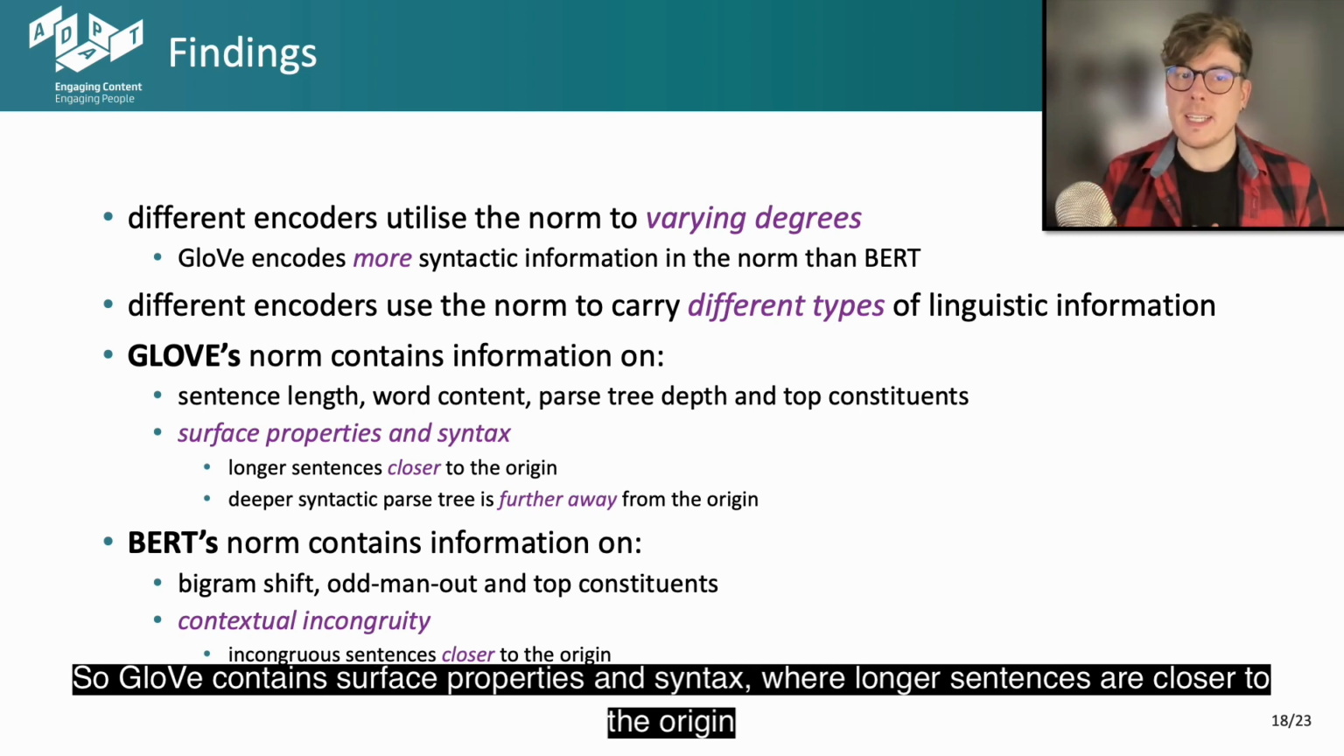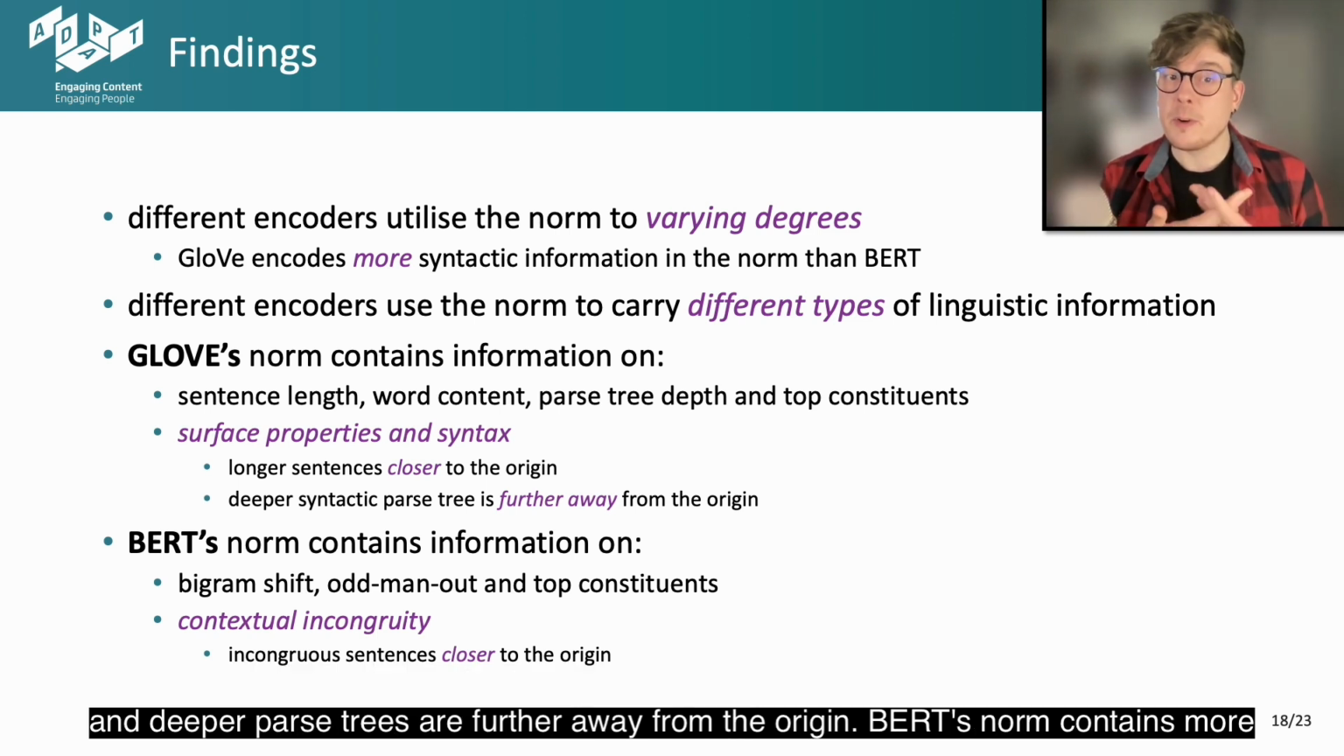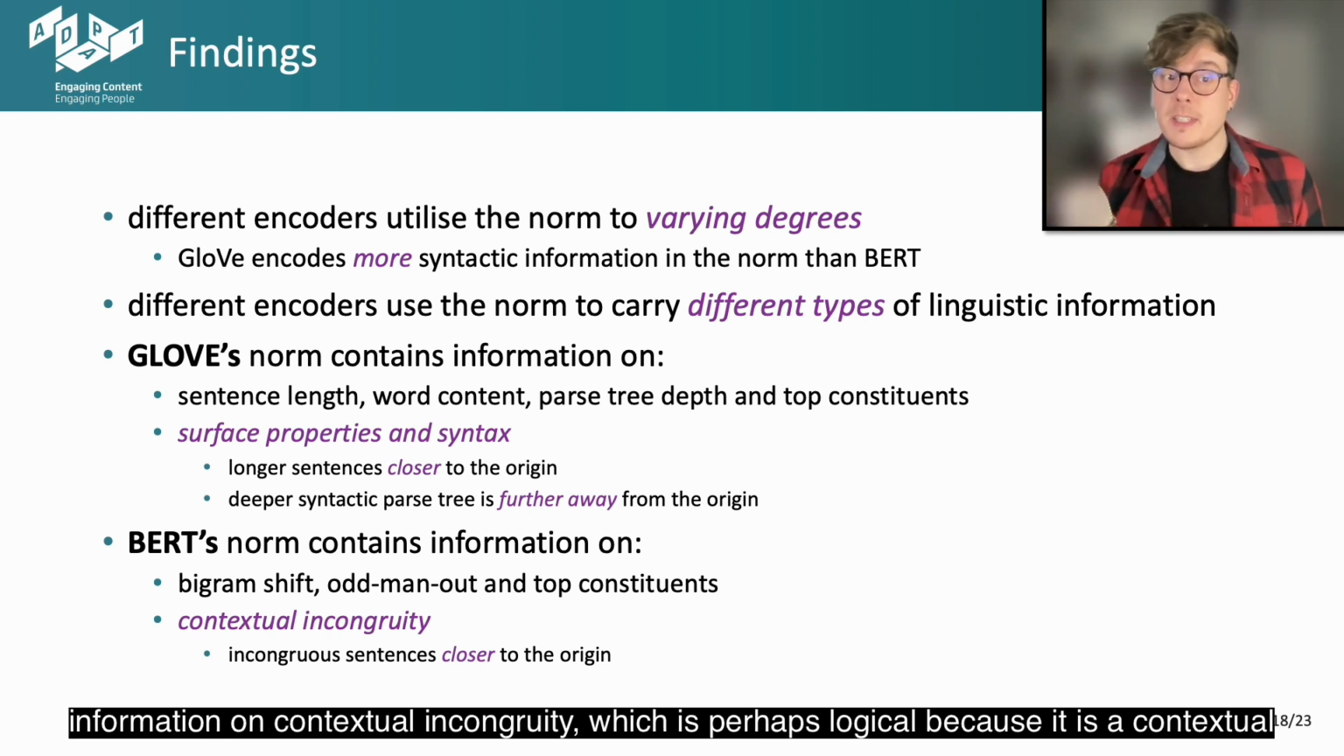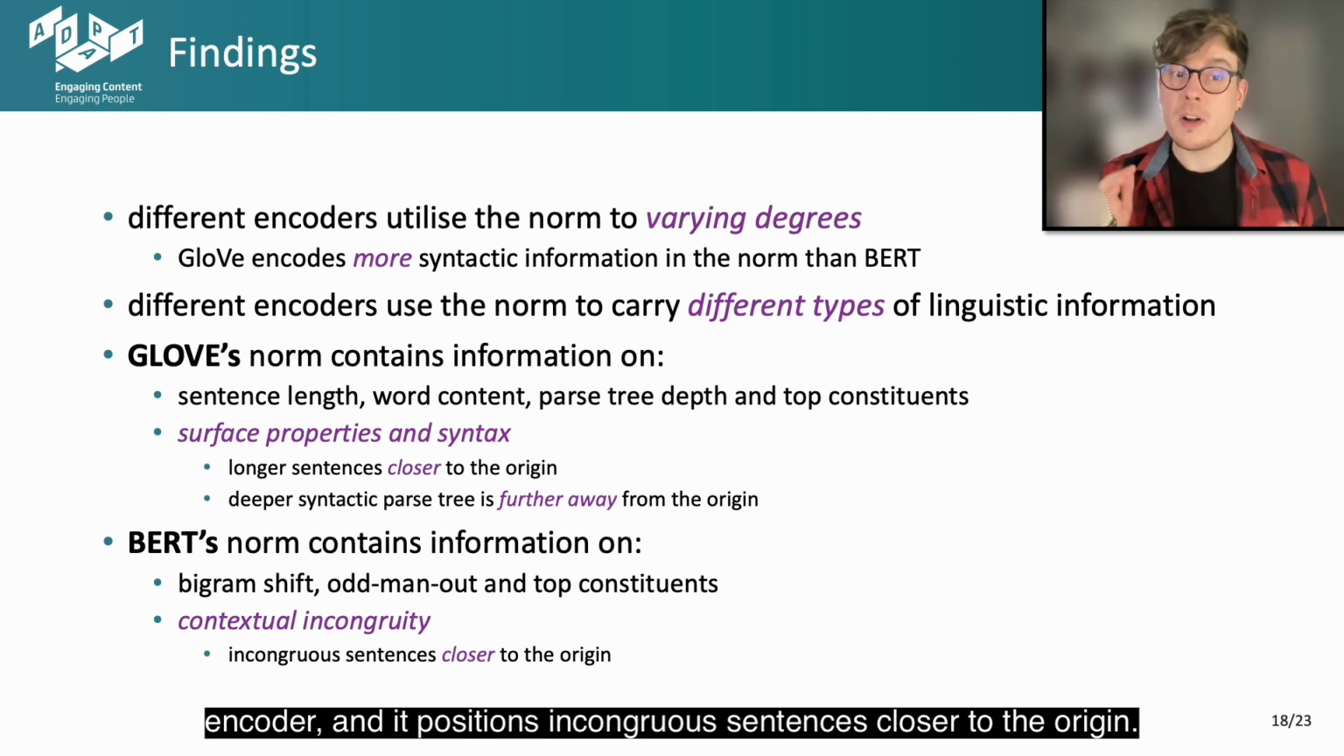So GloVe contains surface properties and syntax, where longer sentences are closer to the origin, and deeper syntactic trees are further away from the origin. BERT's norm contains more information on contextual incongruity, which is perhaps logical because it is a contextual encoder, and it positions incongruous sentences closer to the origin.